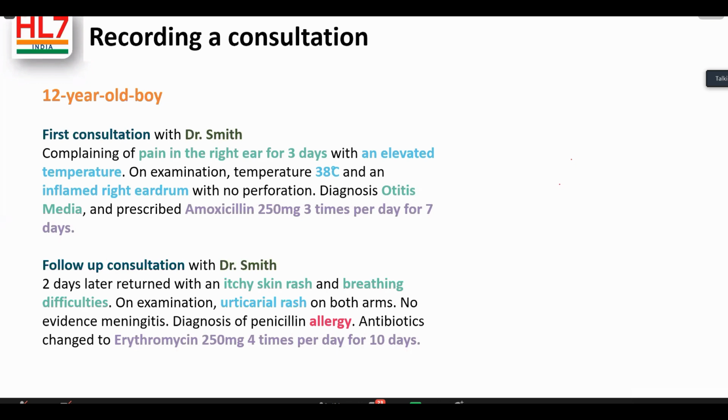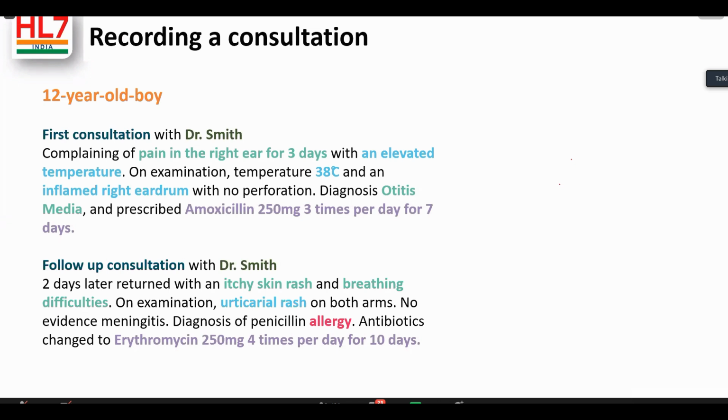So the exercise is, you have a 12-year-old boy whose first consultation was with Dr. Smith, the complaint was, and this may not be clinically right. So clinicians, if you are on the call, please excuse me. This is just a mock-up example. Please excuse the clinical validity of this example, but the idea is to find out what are the applicable resources that would be needed for recording this type of a consultation.